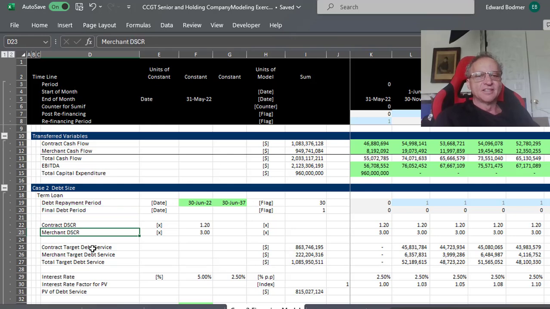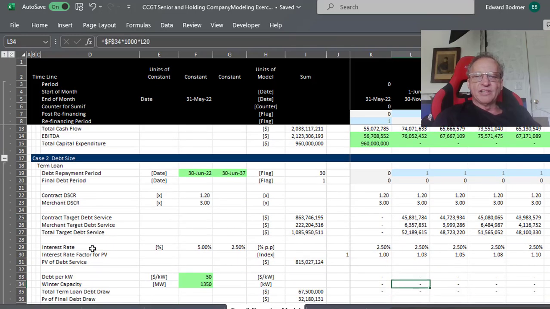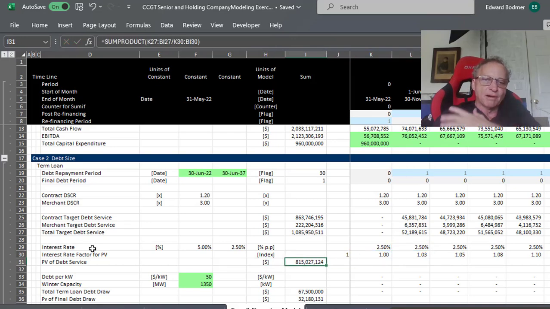Okay, so we have a different DSCR this time, and we need to keep track of both our contract and merchant cash flow. When we do our interest rate, we have to make sure to begin the NPV for the interest rate right at the date you're going to start it. That's why we use this little flag, and then you can get the PV of the debt service from that part.